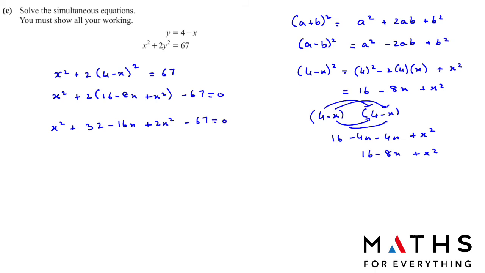Add the like terms together. So x square plus 2x square will give us 3x square. 32 minus 67 is negative 35. Now to solve this, you can use your calculator to check whether your answer is right or wrong.